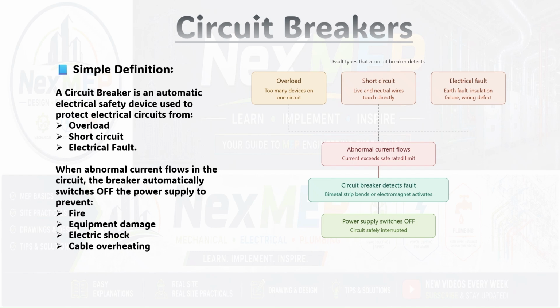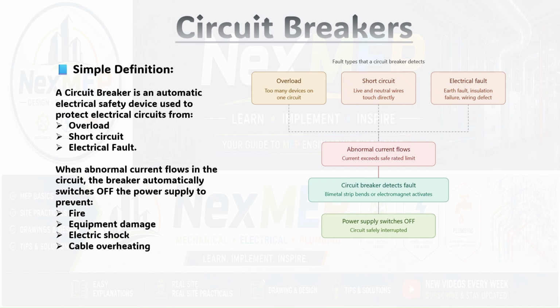Here's a clean structural diagram showing what's inside one. Here's a brief explanation of the diagram. Circuit breaker fault types, flow overview. The diagram shows the three types of electrical faults a circuit breaker protects against, and how it responds to them. The three fault types, top row. Overload occurs when too many devices draw current from a single circuit, exceeding its capacity. Short circuit happens when a live wire and a neutral wire come into direct contact, causing a sudden surge of current. Electrical fault covers issues like earth faults, insulation failure, or wiring defects that cause unintended current paths.